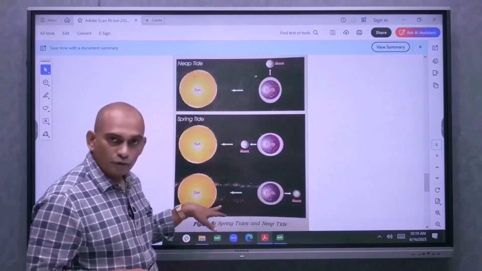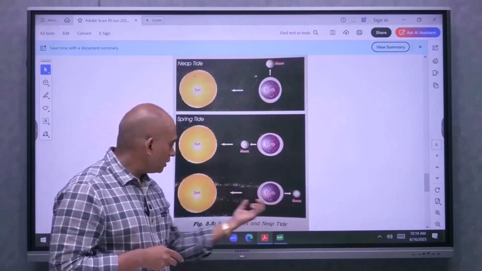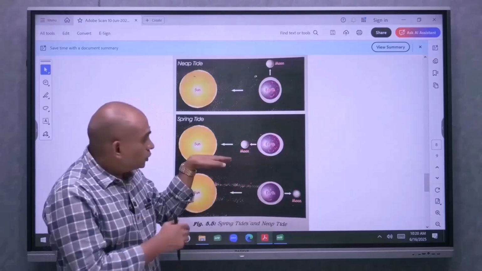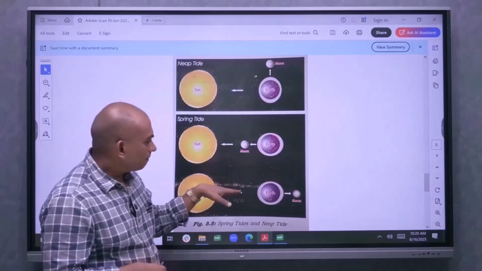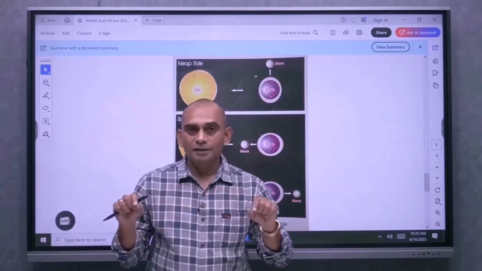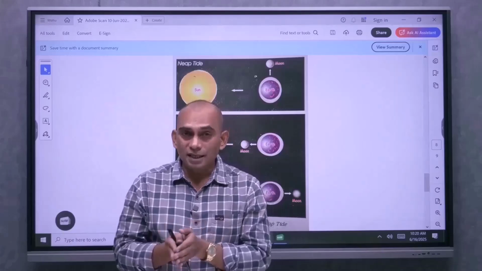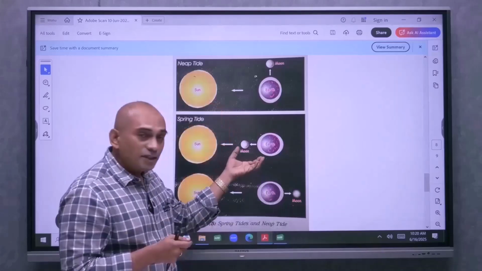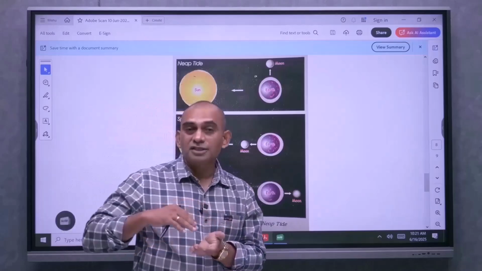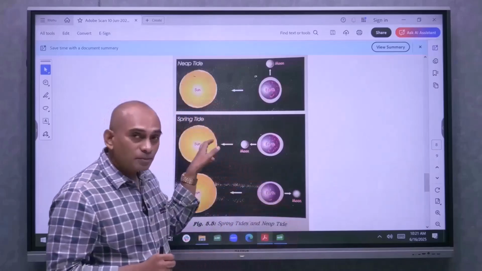So spring tides generally occur during new moon day and full moon day. This is full moon day. So during full moon day, earth is located in between moon and sun, and here earth is away from this moon and sun. During new moon day and full moon day, these three, earth, moon and sun, are in the same line. That means the gravitational force of the moon and the sun combine together. When these two forces combine together, tides would naturally reach a height more than the normal tide. So these tides are called spring tides.